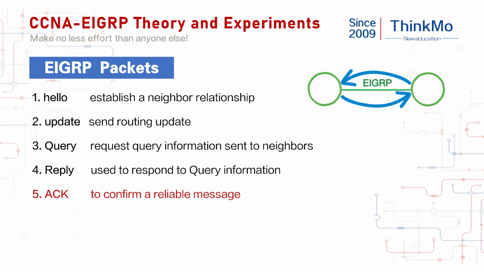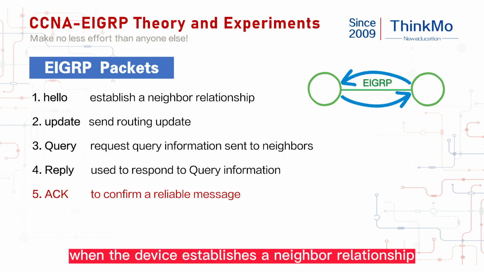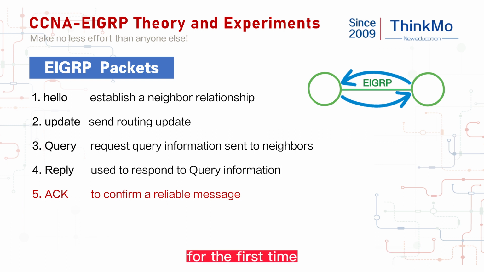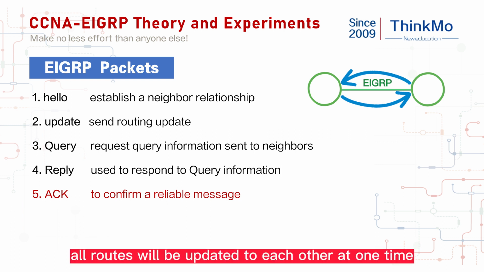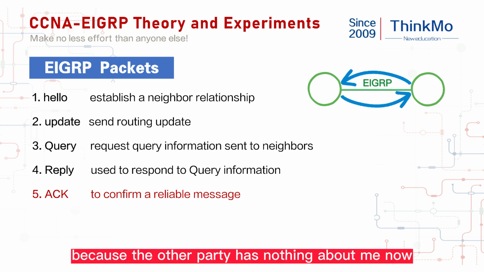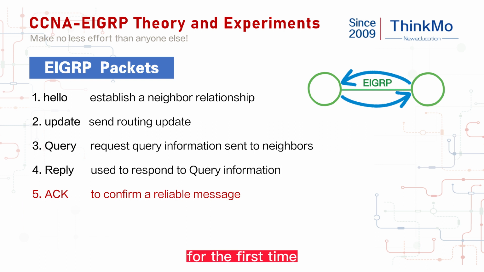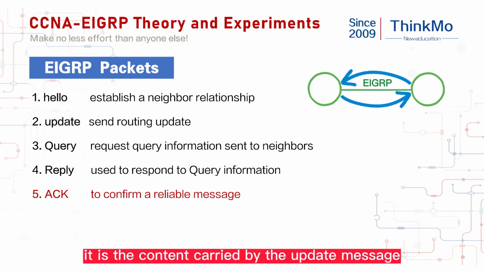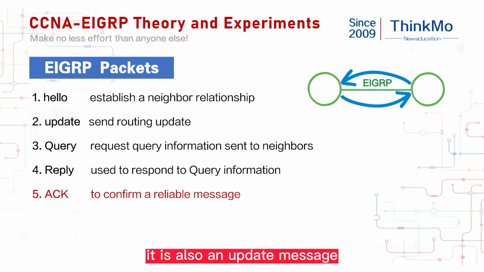The second message is update. It sends routing updates and represents 2 points. The first point is when the devices establish a neighbor relationship: for the first time, all routes will be sent to each other at one time. The first packet is also passed by the router, because the other party has nothing about me now. The message sent to the other party for the first time is the content carried by the update message. Secondly, if there is an update in the future, also known as sending routing updates, it is also an update message. Then EIGRP sends the routing table.